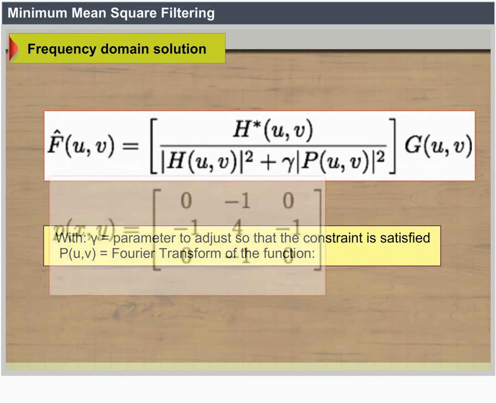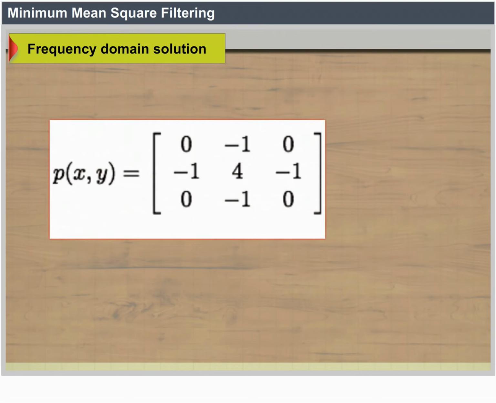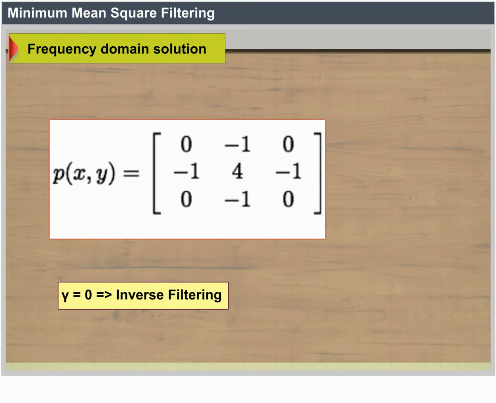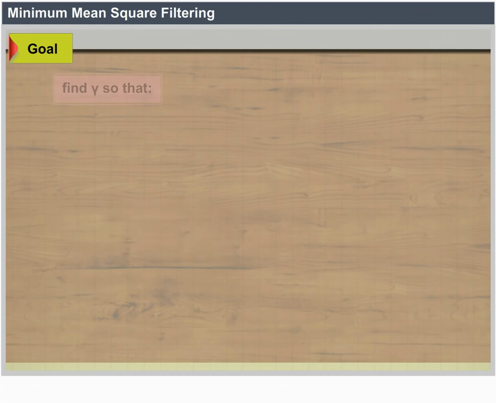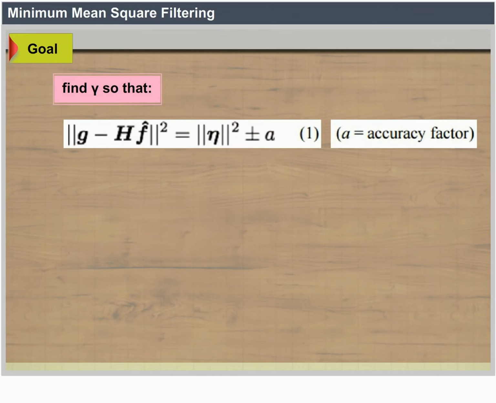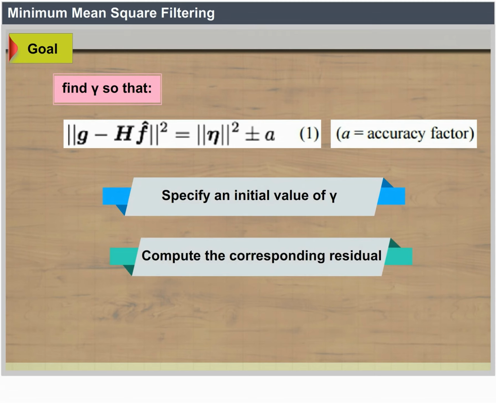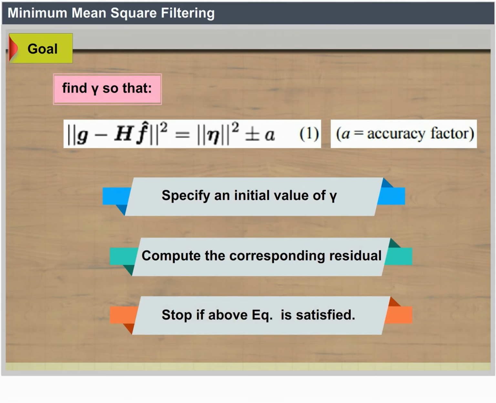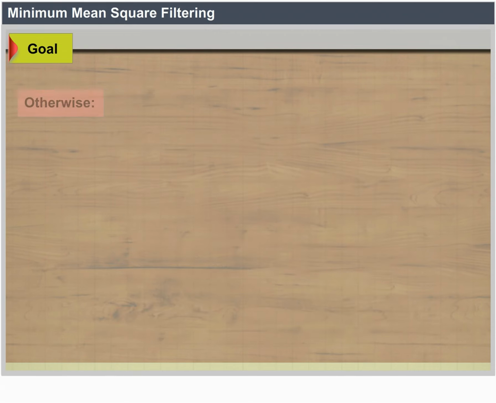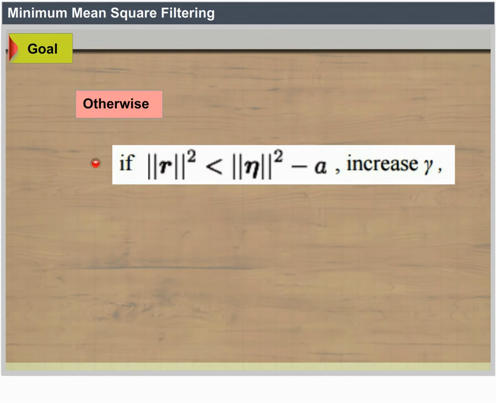Specify an initial value of gamma. Compute the corresponding residual. Stop if the equation is satisfied. Otherwise, if the norm of the residual squared is less than the norm of eta squared minus A, increase gamma. If the norm of the residual squared is greater than the norm of eta squared plus A, decrease gamma. Then return to step 2. Adjusting gamma so that the constraint is satisfied, the equations take the form shown on the screen.